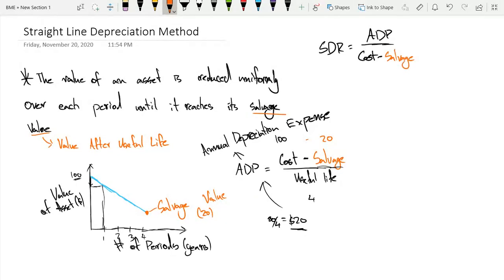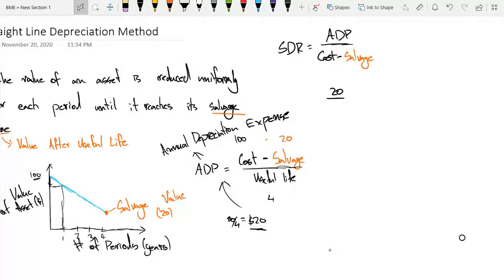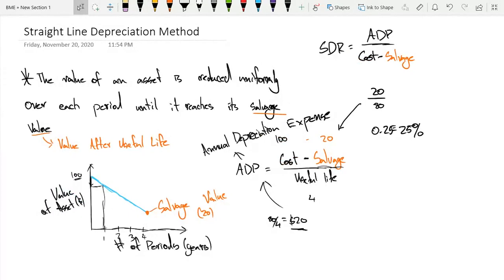Again, this is pretty simple, right? Why this happens and how this works. So anyways, ADP is 20. So we have 20 divided by our cost minus our salvage, which we have over here as 80. So we can just write 80. And then this is equal to 0.25, which is equal to 25%, right? It depreciates at a rate of 25% per year.